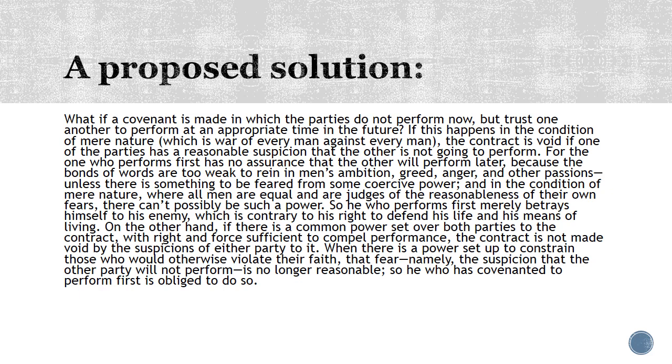On the other hand, if there is a common power set over both parties to the contract, with right and force sufficient to compel performance, the contract is not made void by the suspicions of either party to it. When there is a power set up to constrain those who would otherwise violate their faith, that fear, namely the suspicion that the other party will not perform, is no longer reasonable. So he who is covenanted to perform first is obligated to do so. So this is Hobbes's proposed way out.